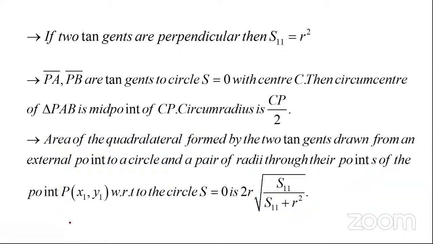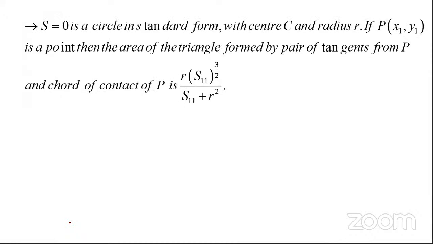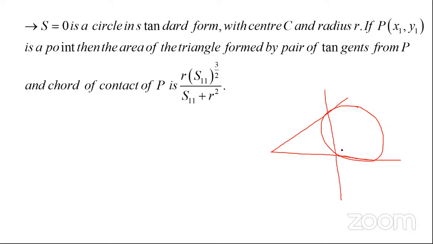Okay. Next, S equals 0 is a circle in standard form with center C and radius r. If P x1 comma y1 is a point, then what is the area of the triangle formed by the pair of tangents from P and the chord of contact of P? It is the same, but the difference is the chord of contact. I'm taking it like this, the line passing through the touching points. This is A, this is P, this is B.